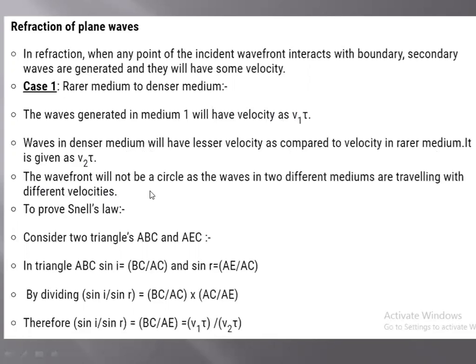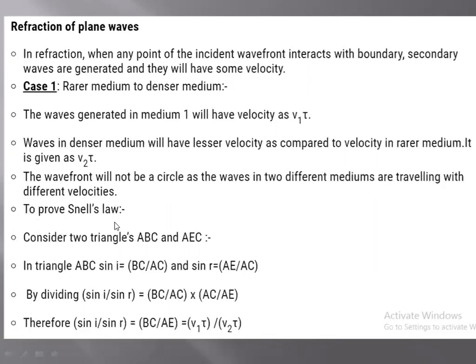So the wavefront will not be a circle, as the waves in the two different media travel with different velocities. It cannot be a complete circle. It travels a little slower in the second medium and a little faster in the first medium, so it will vary. What we are going to do is prove Snell's law.